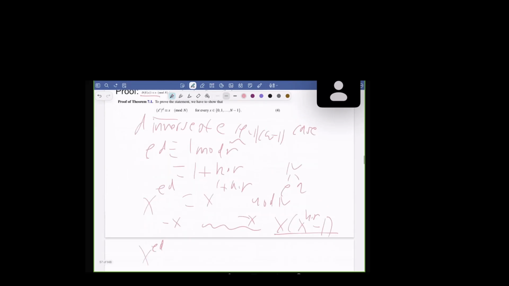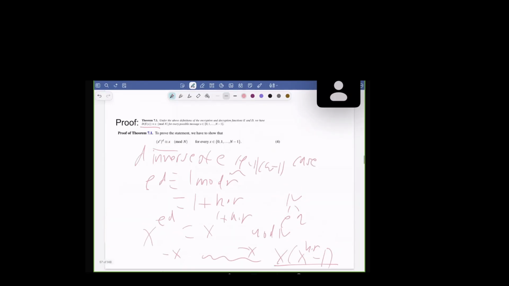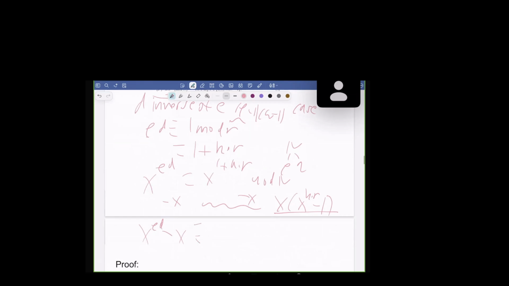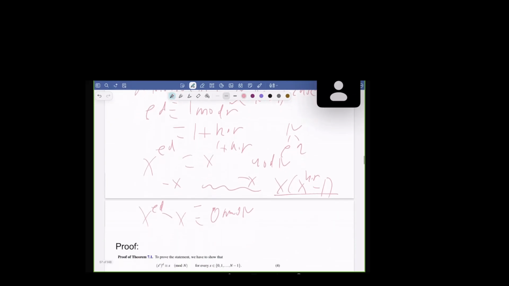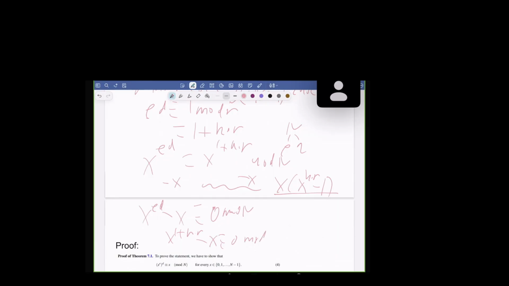The reason I'm trying to show it's equal to 0 mod n, or at least mod q and p, is because we're doing x to the power of ed minus x, because we're just subtracting x from both sides. And we're just trying to say this is equivalent to 0 mod n. And as we've shown before, since ed is equal to 1 plus qr, we got x to the 1 plus qr minus x equivalent to 0 mod n.